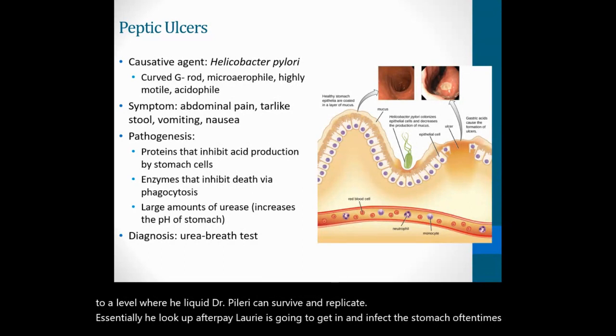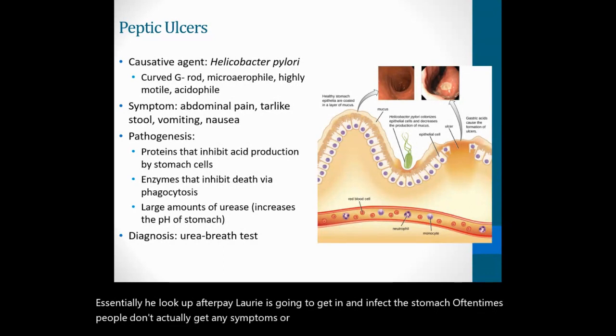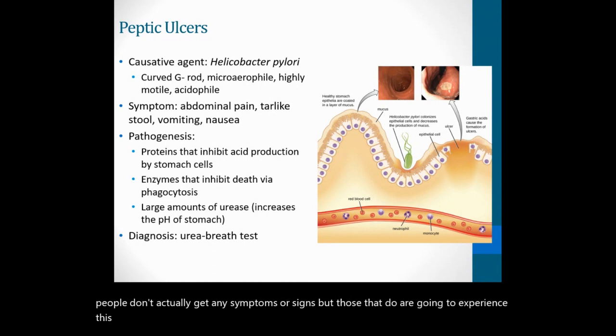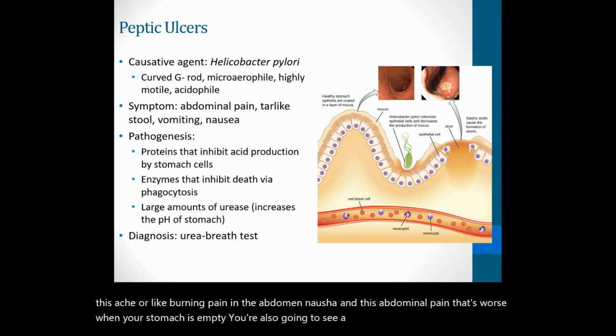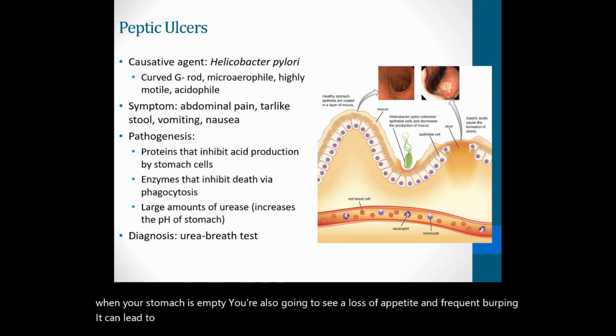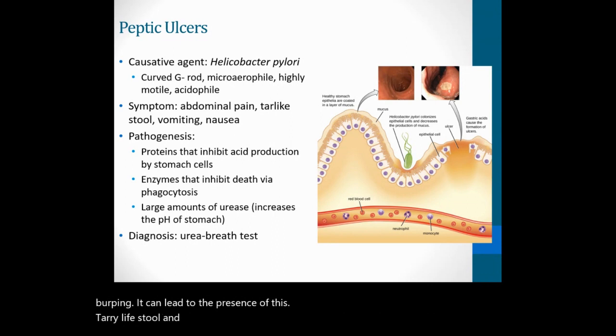Oftentimes, people don't actually get any symptoms or signs, but those that do are going to experience this ache or burning pain in the abdomen, nausea, and this abdominal pain that's actually worse when your stomach is empty. You're also going to see a loss of appetite and frequent burping. It can lead to the presence of this tarry-like stool and black vomit. So some pretty distinct or unique symptoms.